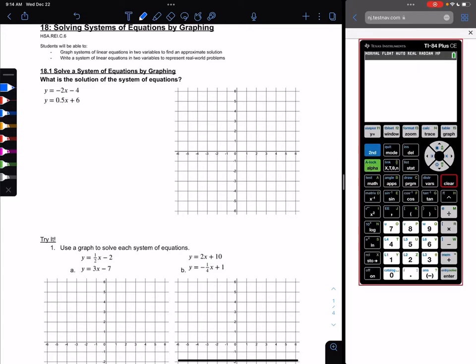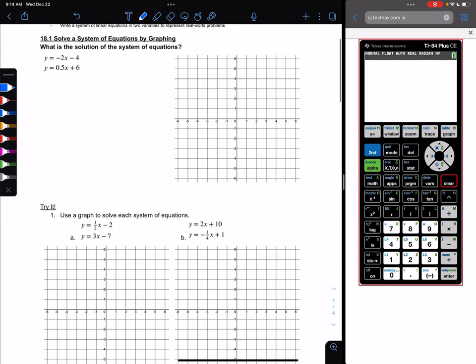In this video, we're going to look at topic 18, example 1, solve a system of equations by graphing. So the question is, what is the solution of the system of equations? And we're given two equations. One is y equals negative 2x minus 4. And the other one is y equals 0.5x, although I'm going to change that 0.5 to 1/2 because I want to look at the slope.